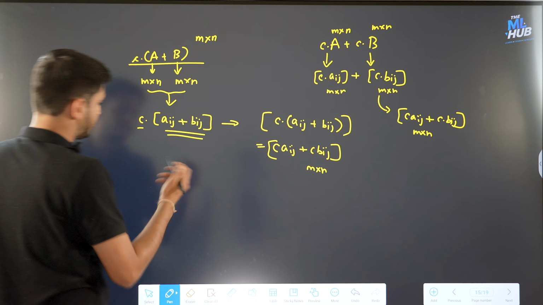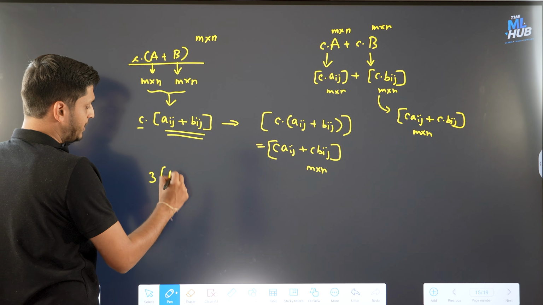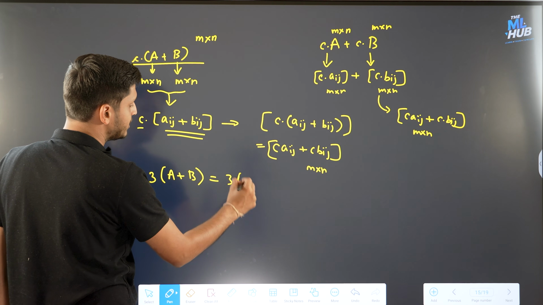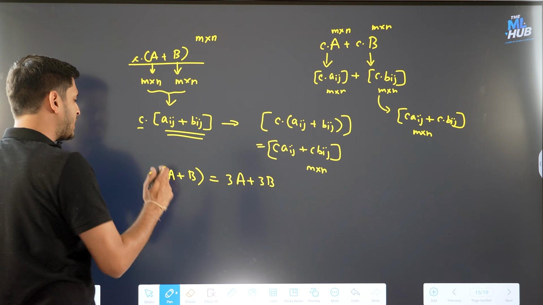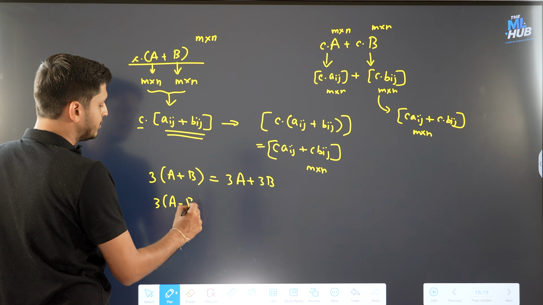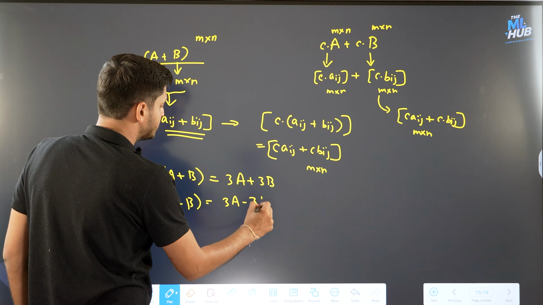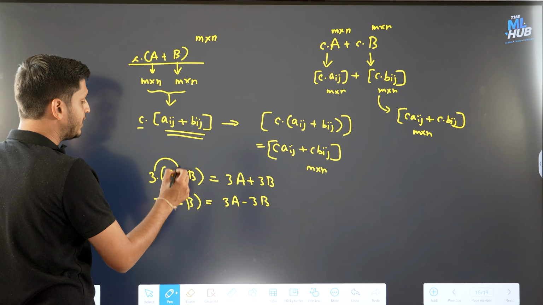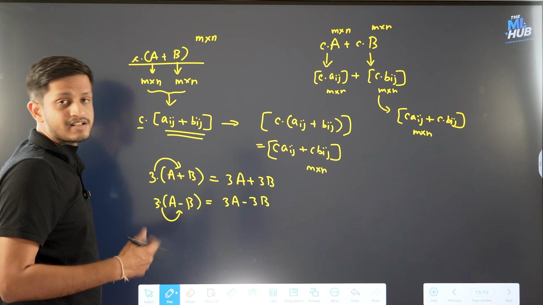And hence, what is the repercussion? We can say that, let's say 3 times (matrix A plus matrix B) will be equal to 3 times A plus 3 times B. And the same can be done for subtraction as well. If you have 3 times (A minus B), that can be written as 3 times A minus 3 times B. So scalar multiplication is distributive over addition as well, and scalar multiplication is distributive over subtraction as well.